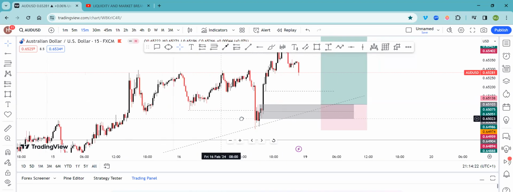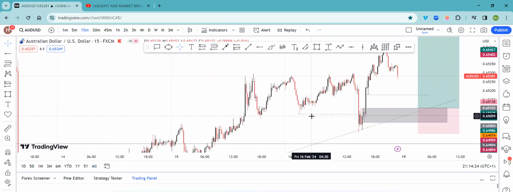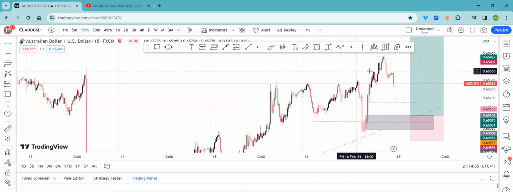And again, this level is a very valid zone for me, according to my own method of trading, because they use this level to sweep this liquidity. They use it to sweep this low, then they expand to the upside to create a new higher high.